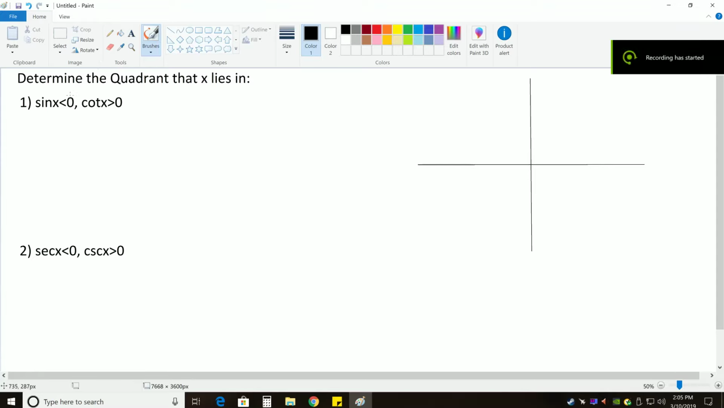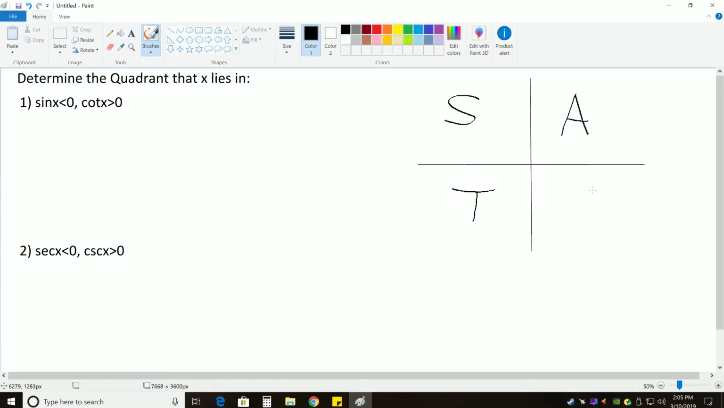So in this problem, we're trying to find what quadrant our angle X is in. Remember, whenever you're going through a problem where you're trying to find quadrants given trig functions, you need to remember what trig function is positive in what quadrant. So remember our table, we have all students take calculus, meaning in quadrant 1 all of the trig functions are positive, in quadrant 2 sine is positive. Let me write these out.